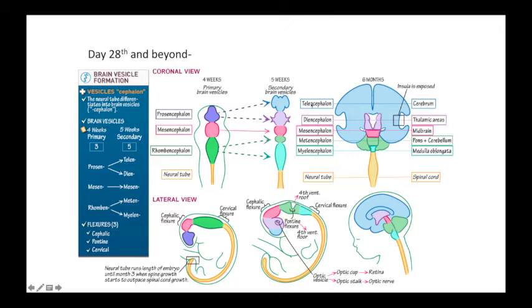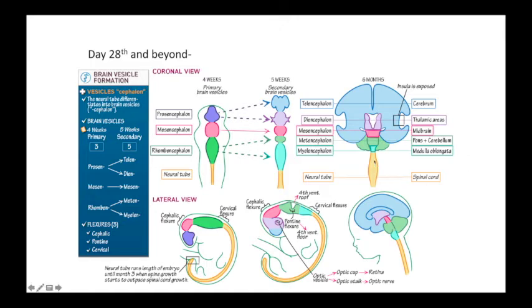The derivative of the telencephalon will give rise to the cerebral hemispheres. The diencephalon will form the optic vesicle, thalamus, hypothalamus, and pituitary gland. The mesencephalon will form the anterior visual colliculi and posterior auditory colliculi. The metencephalon will form the cerebellum and pons, whereas the myelencephalon forms the medulla oblongata.